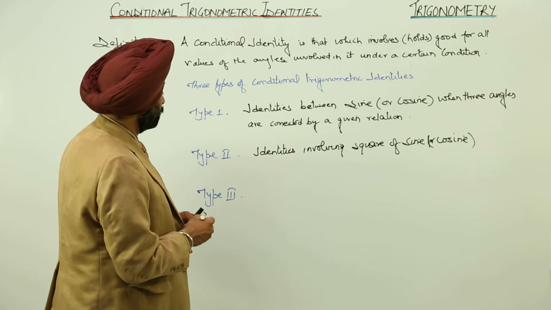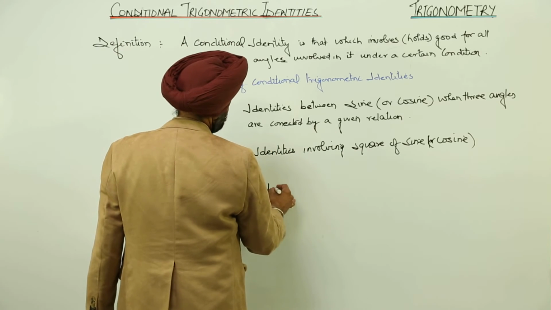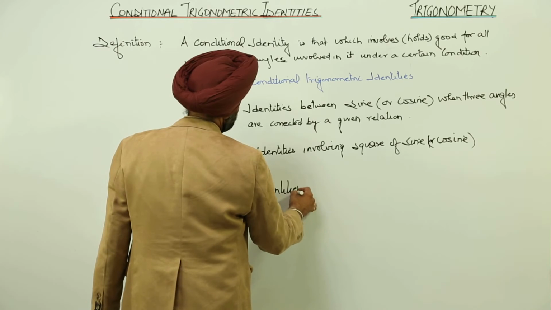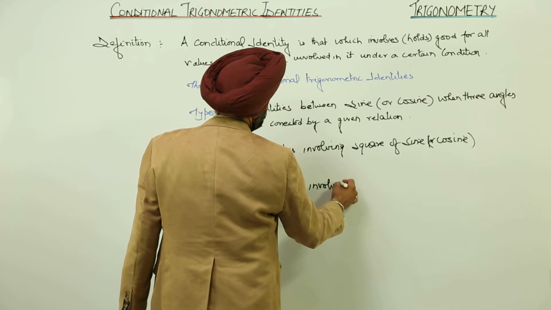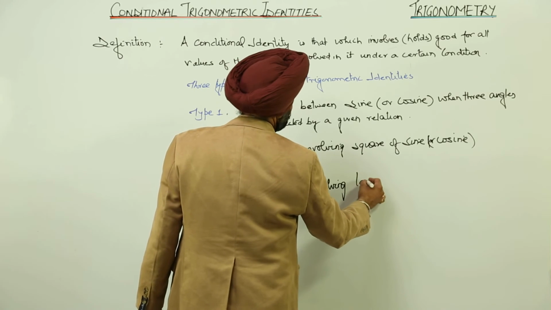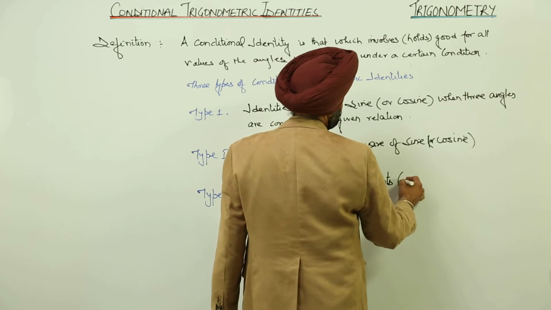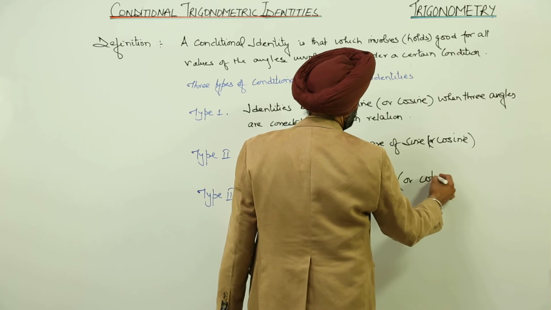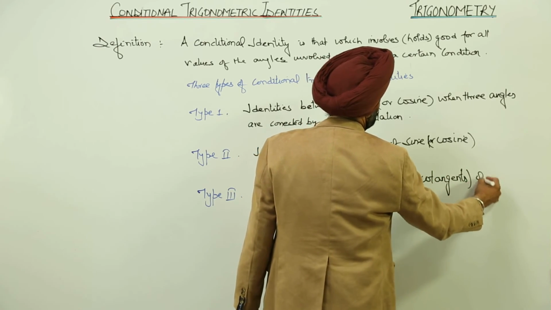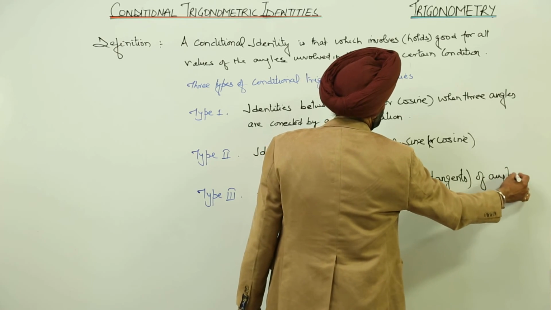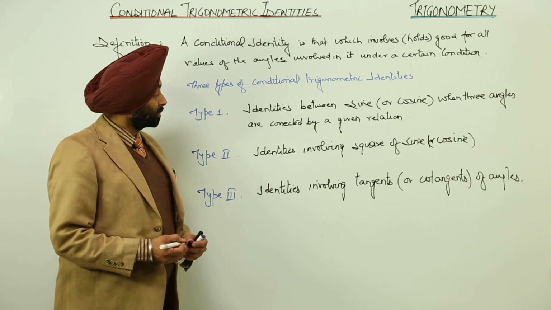in type 3 we are dealing with tangents and cotangents. Okay, identities involving tangents or cotangents of angles. So these are the three types of identities which we are going to do.